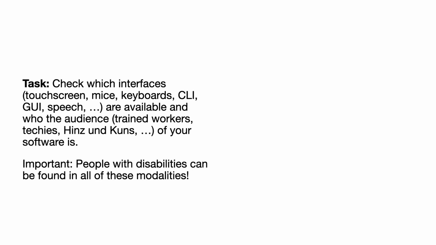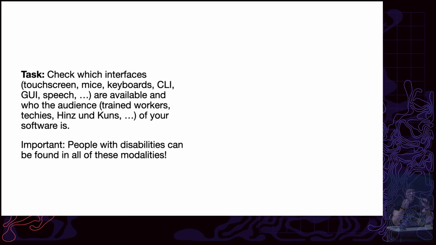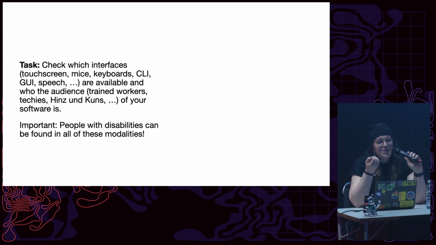Now, for each of these steps, I'm going to give you a simple task that you can do directly with your software. This is going to take a bit of time, so make sure you plan that, but these steps and these tasks are generally pretty easy and pretty approachable. The task for this step would be check which interfaces your software has available, how people can possibly right now interact with your software that you have written. And also check who the audience for your software is. Is it techies? Is it Hinz and Kunz? Basically everyone.